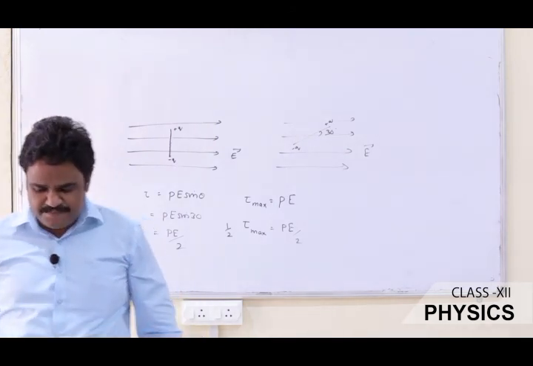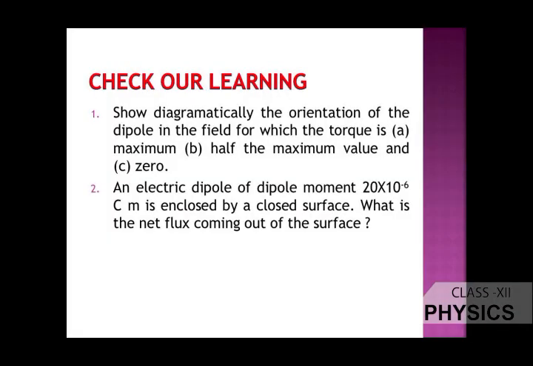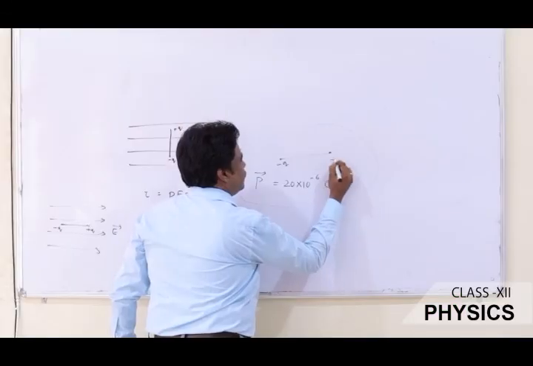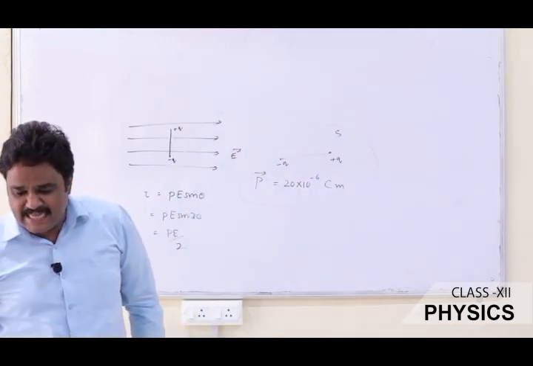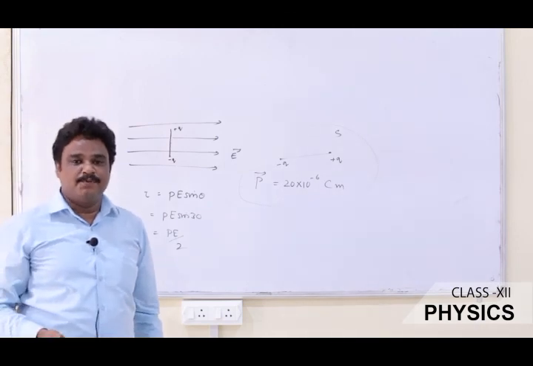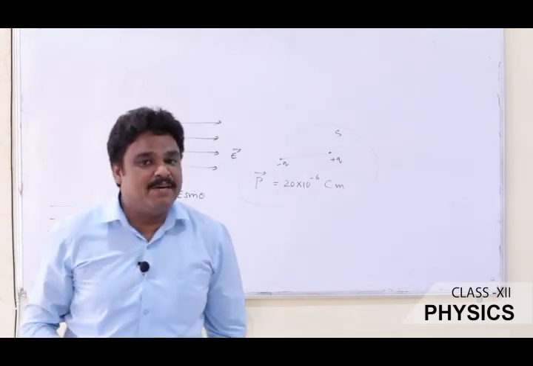Second question I am going to ask. An electric dipole of dipole moment P vector equal to 20 into 10 power minus 6 coulomb meter is enclosed by a closed surface. Obviously a dipole is enclosed by a closed surface. Say this is a closed surface. Now what is the question? What is the net flux coming out of the surface?